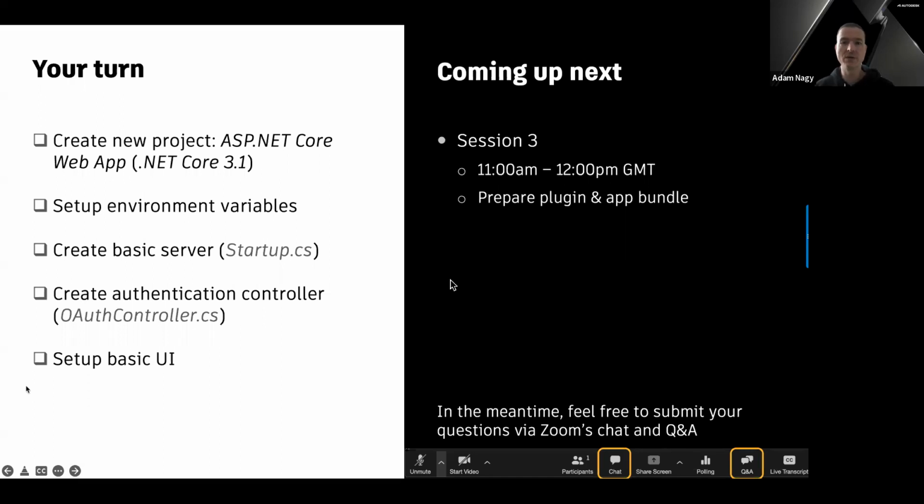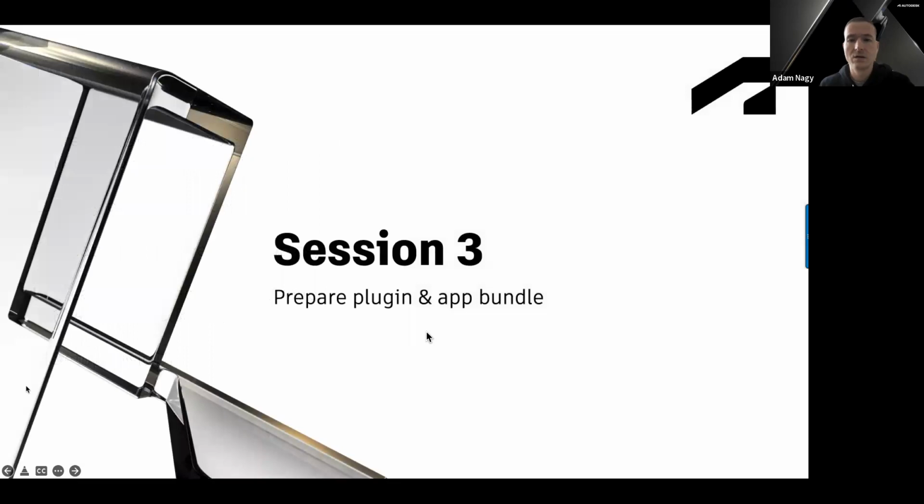Great, let's continue. So hopefully you managed to create your .NET app, set up the environment variables, startup.cs file, auth controller, and add the basic UI so that you can present something to the user when we are running our web app. So in this session, we are going to be preparing the plugin. Basically, we are just getting the plugin, but we also need to add the code that will be uploading the app bundle to the design automation service.